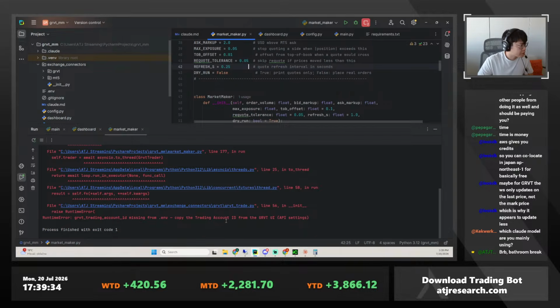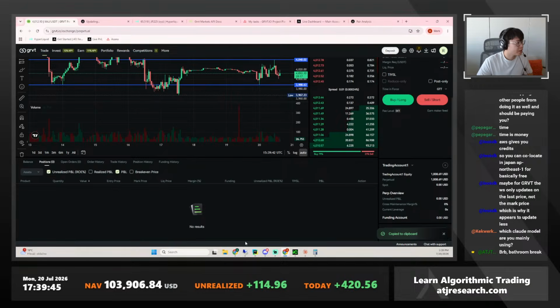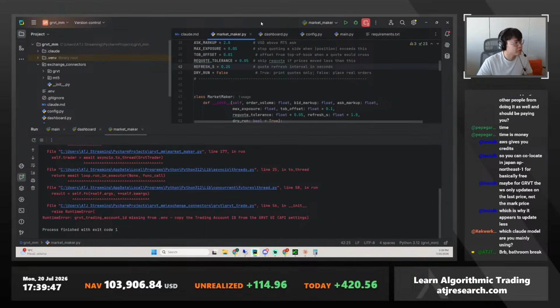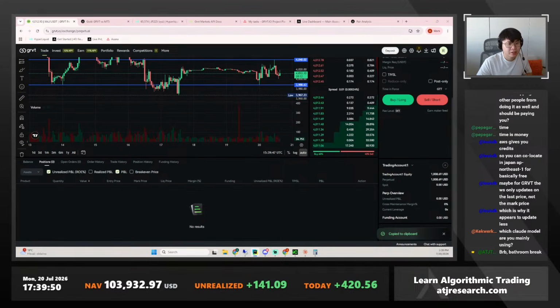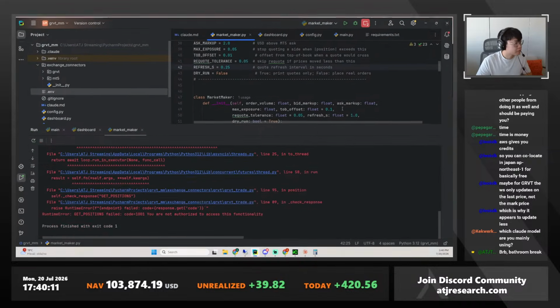Trading account is missing from .env. Copy the trading account from Gravity UI app settings. All right, so here there is something called the trading account ID. I will need to copy that and add it into my .env file. So again, I'm going to update my stuff. Gravity trading account ID is equal to the value. So I've updated that value.